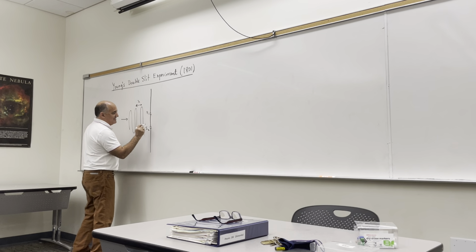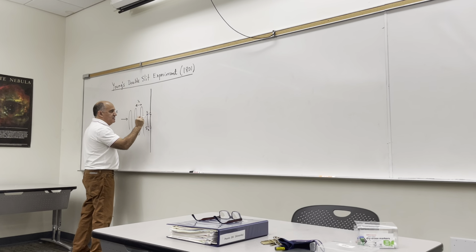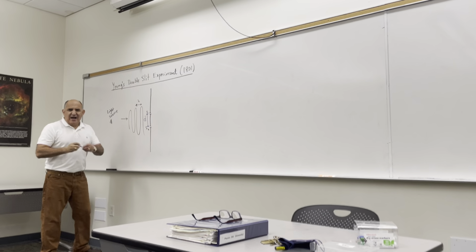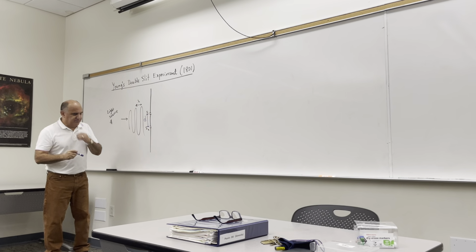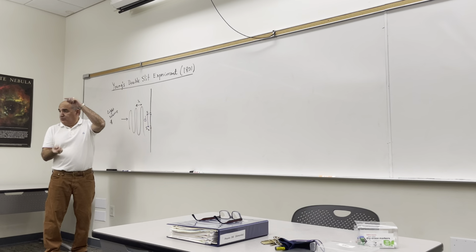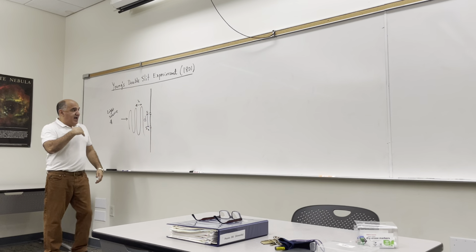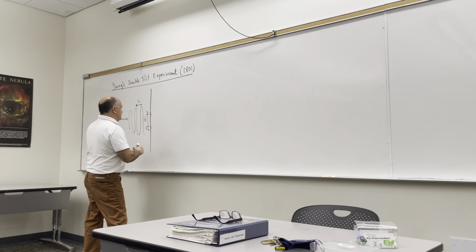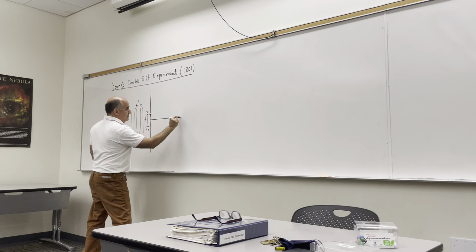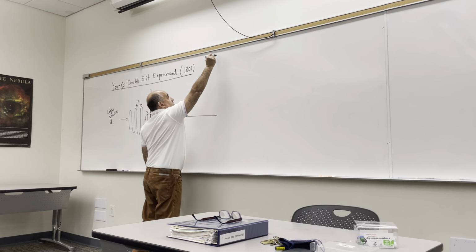two slits from the center of one slit to the center of the other slit is called d. So d is the separation distance between the two slits. And the slits are very narrow, very small compared to the separation between them. And some distance away is a screen.